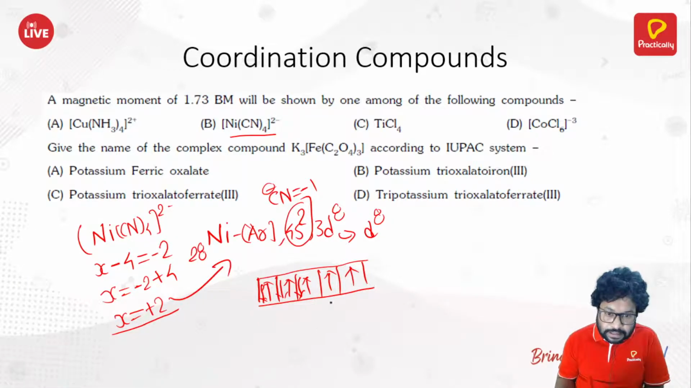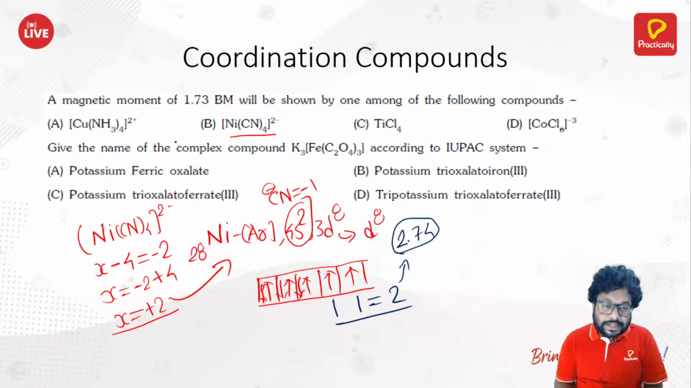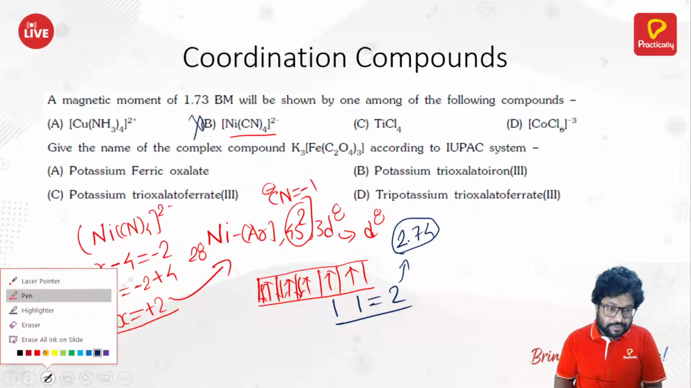You can see this is unpaired, this is unpaired. So in total there are 2 unpaired electrons, right? That means its magnetic moment should be equal to 2.73, somewhere close. But this is 1.73, so that is why this surely is not our answer, right? I have already told you what our answer is, but I'm just telling you how you can do it for the other systems. Okay, moving ahead.